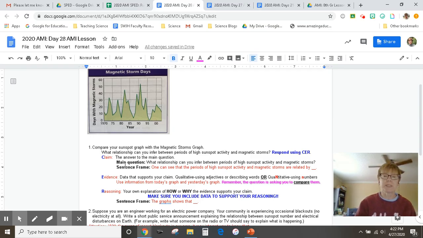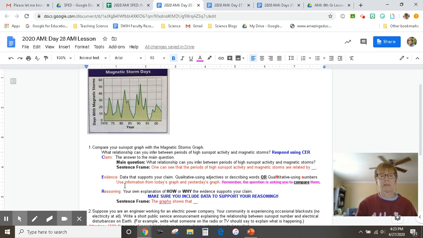So remember, claim says you're answering the main question. And the main question is what we've already just read. What relationship can you infer between periods of high sunspot activity and magnetic storms? And here's a sentence frame. One can see, you can see, I can see that the periods of high sunspot activity and magnetic storms are related by... So remember, you're comparing these two. So tell me why you think they're related.